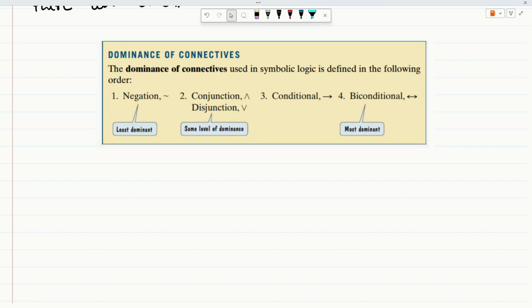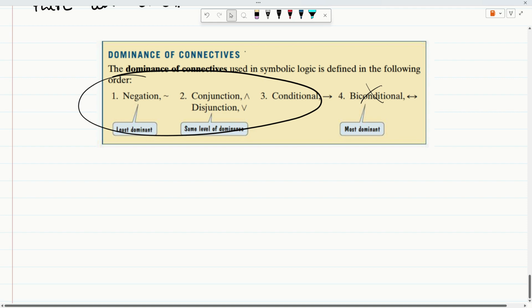We are going to be focusing on mainly the first 3. We don't really have to worry about the biconditional too much. If it happens, it happens. But like I said, I'm not going to worry too much about it.